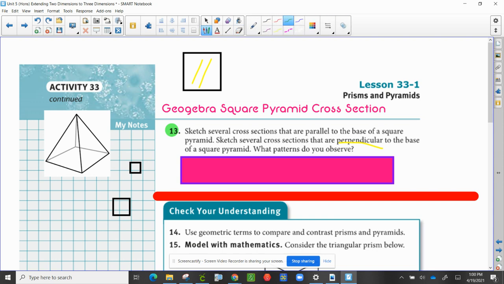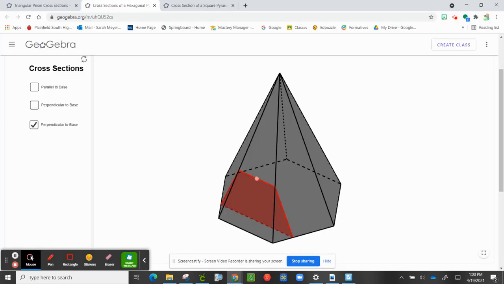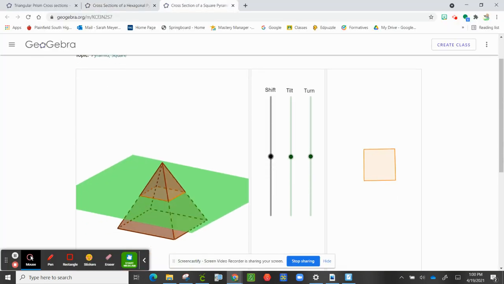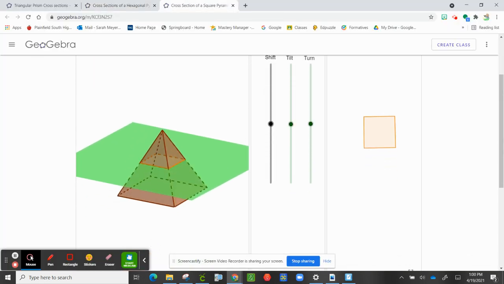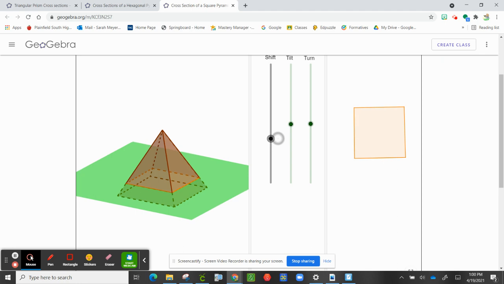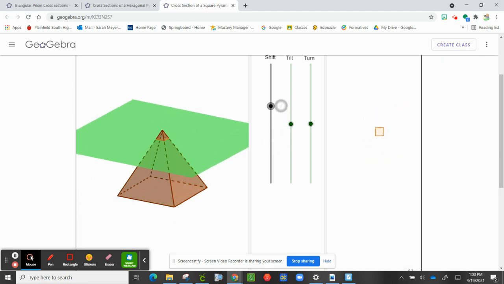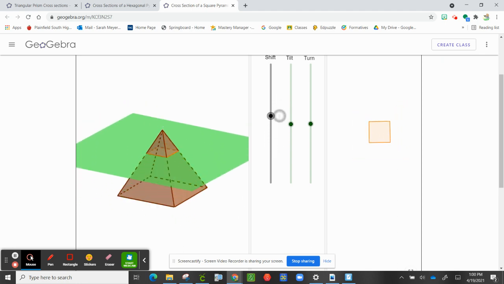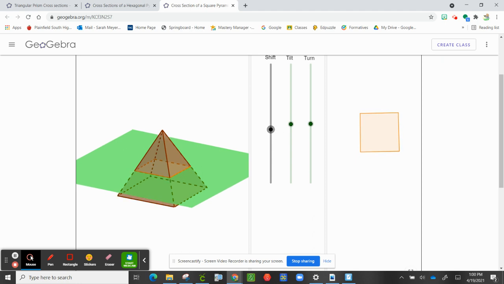Okay. Well, let's look at our square cross sections here. So here is a square pyramid. So again, if it's parallel to the base, you can notice that if I shift this, even if I move it up and down, the closer to the base, the bigger the square, closer to the vertex, the smaller the square. So it doesn't matter how we move it parallel, it's going to be the same cross section as the base, so a square.